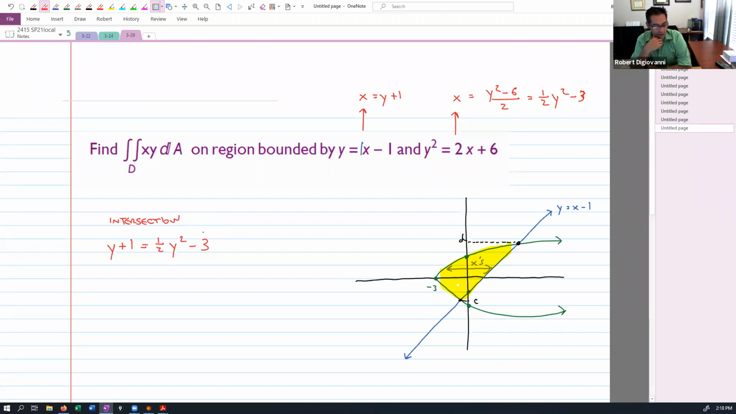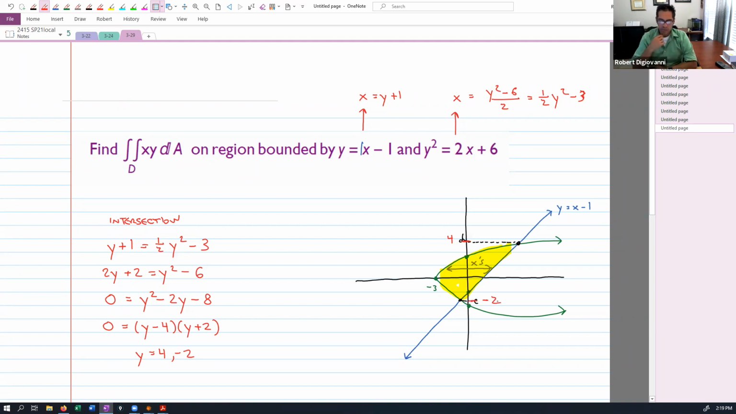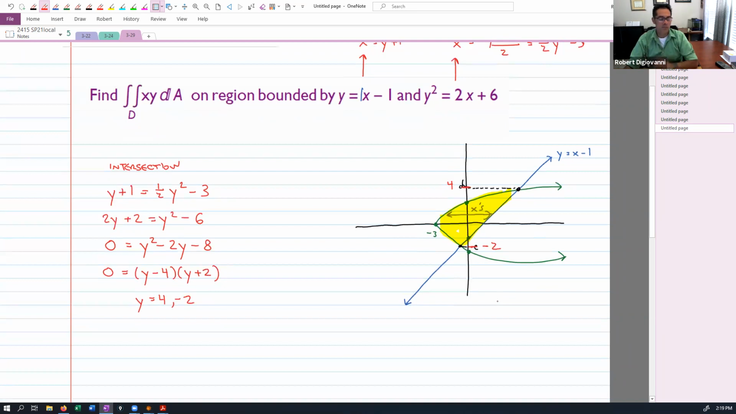And that's a quadratic equation I have to solve for y. So I'll move quickly through this. I'm going to double each side just to get rid of the fractions. I'm going to move everything to the right. And then luckily for me, I can factor this. So I know that they're going to hit here at 4 up here, and this down here is -2. Any questions?